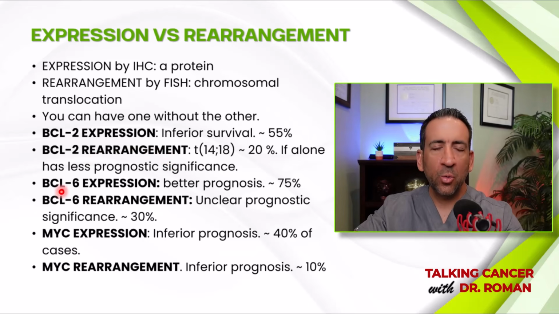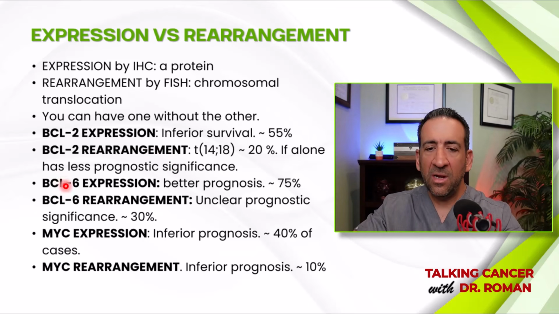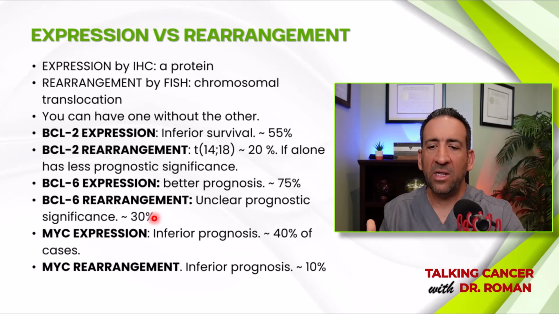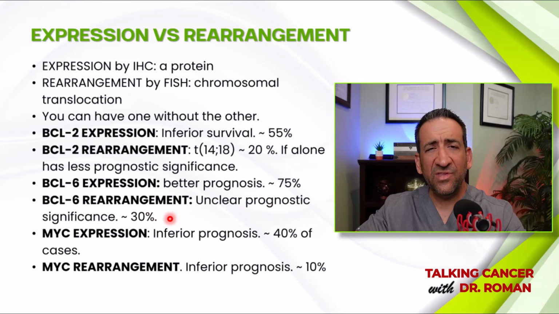Now, the next one that we look at is BCL6. If you have the protein, meaning you have expression, that's better. That's a better prognostic finding. And that is seen in about 75% of diffuse large B-cell lymphoma patients. Now, the other one is BCL6 rearrangement, the BCL6 chromosomal abnormality. And this has unclear prognostic significance, and we see this in about 30% of cases. And the last one here is the MYC.